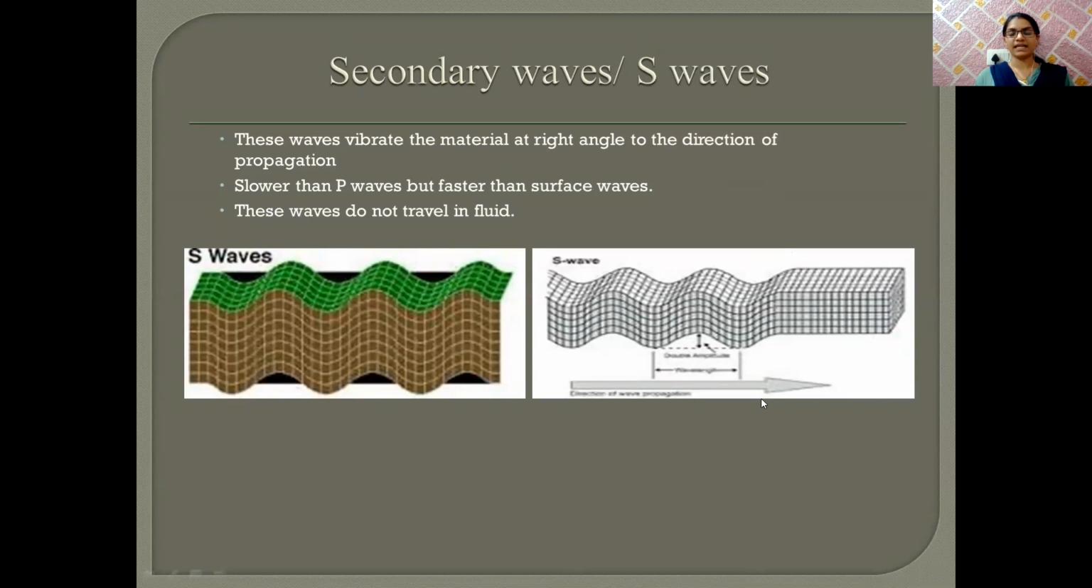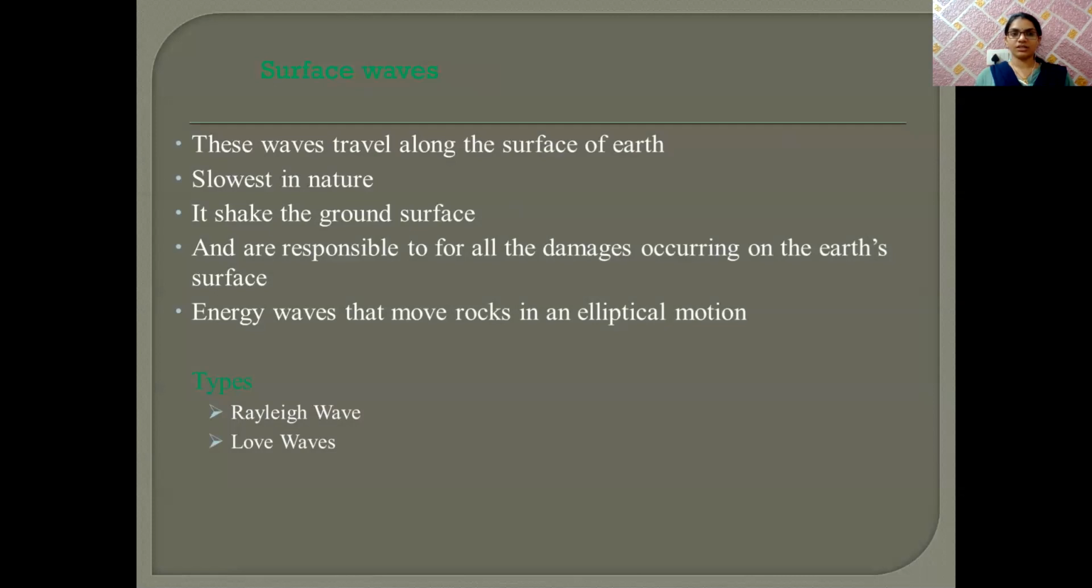Now the diagram can be seen. Now surface wave, the wave that travels along the surface of the Earth. This is the slowest in nature. It shakes the ground surface, and its energy moves the ground in an elliptical motion. There are two types of waves: first, Rayleigh wave, and second is Love wave.